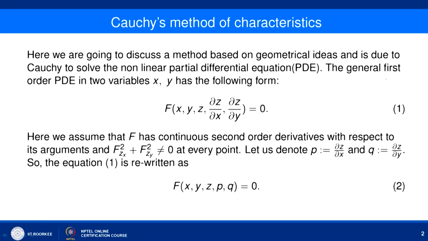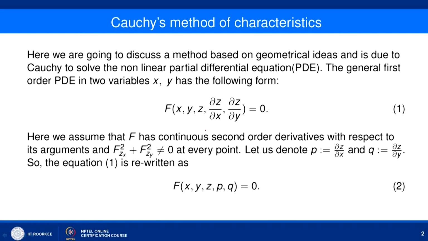The general first order PDE in two variables x, y has the following form: f(x, y, z, ∂z/∂x, ∂z/∂y) = 0. And here we assume that f has continuous second order partial derivatives with respect to its arguments, and also we assume that (f_zx)² + (f_zy)² is not equal to 0. The idea behind this is that equation number 1 is not independent of z_x and z_y.